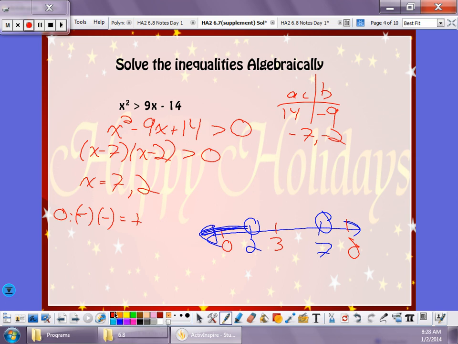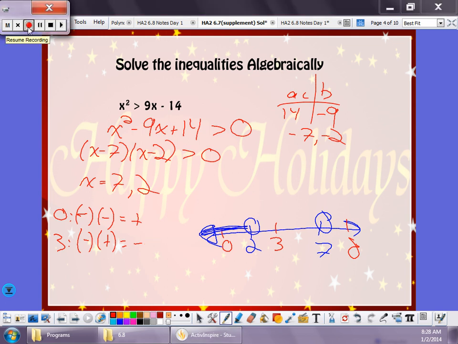So you'll do the same thing with 3. 3 minus 7 is negative. 3 minus 2, positive. A negative times a positive is a negative, and a negative value is not greater than 0. Any negative number is less than 0. So we do not shade that in. So I don't shade in between 2 and 7.